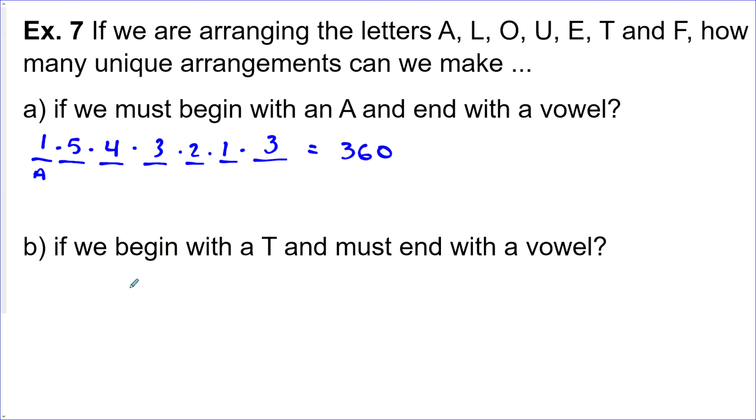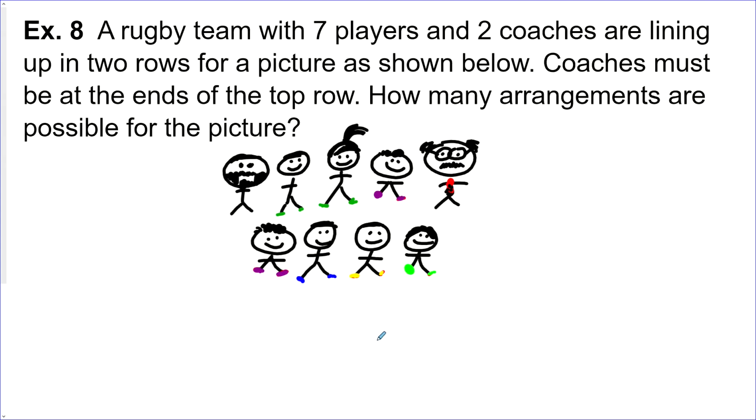What if we begin with a T, 1, 2, 3, 4, 5, 6, 7, and there's only one way to do that, and end with a vowel this time, but we have all 4 vowels available, so this would just be 4 instead, and all of these would just be 5 factorial to arrange the 5 remaining letters. So 5 factorial times 4 is 480.